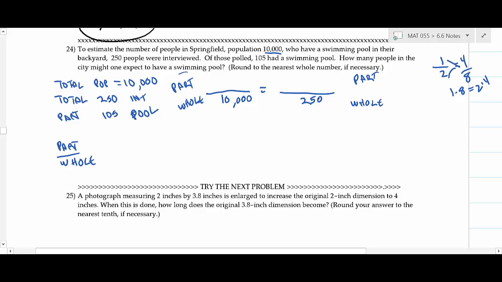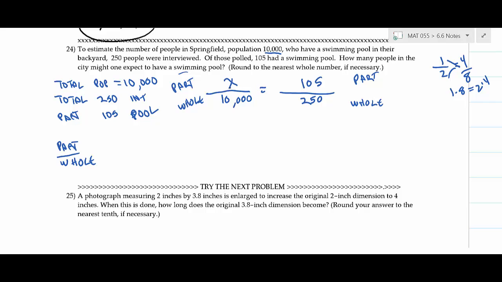This is kind of how a statistician would do a sample. Instead of going door by door to all 10,000 of these people and asking, do you have a pool, you do a sample. Out of 250, maybe you have a mail-in survey and they tell you. So that would be the whole. Now, where does the 105 go? The 105 is a part, but which fraction would it go on, the left one or the right one? The right one, logically, because that is related to that sample. Then your unknown is right there. So that's how you set it up. You've got the part to the whole, 10,000 is the big whole, and 250 is the smaller sample. Does that make sense to everybody?